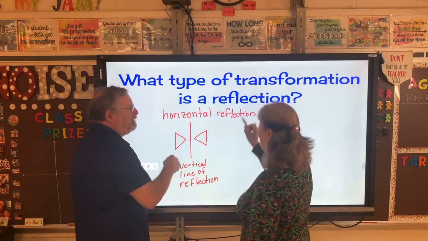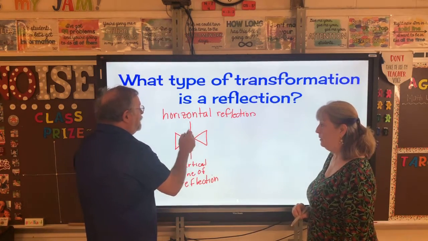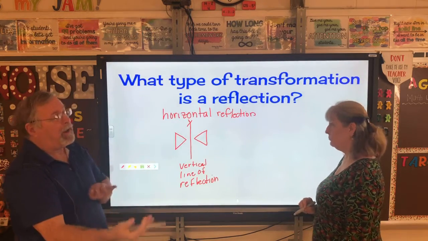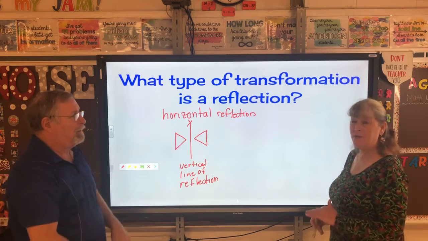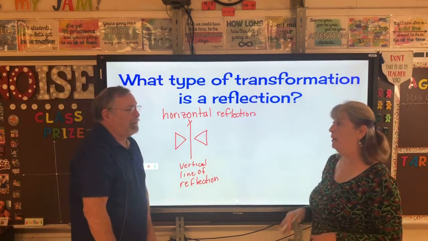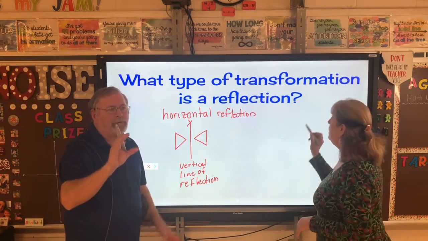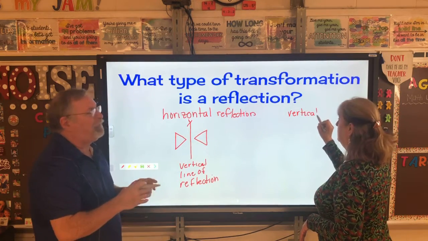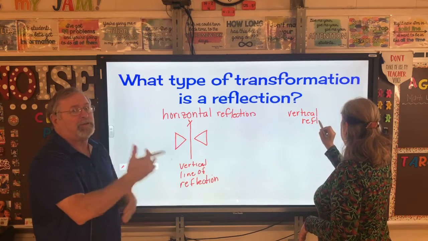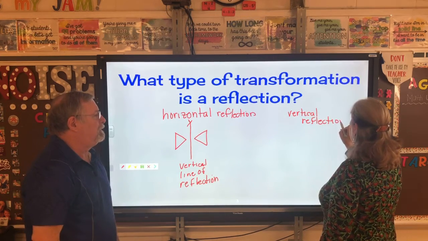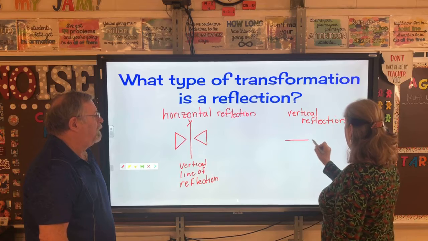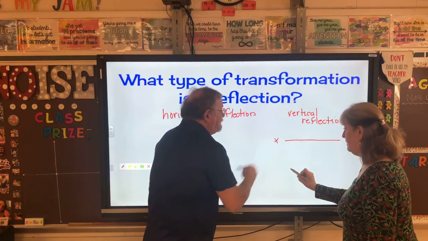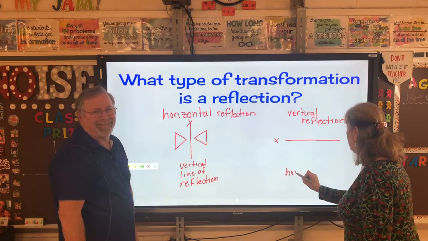Or if we put this on a 4-quadrant graph, this would be the y-axis. That's true. So this is a reflection across the y-axis. Yes, and most of the time we do see them on a 4-quadrant graph. Almost all the time for now at this age, we're almost always going to be talking about reflections across the y-axis or reflections across the x-axis. Okay, and a vertical reflection, that's the line that it's reflected across. Otherwise known as the x-axis. And that is a horizontal.